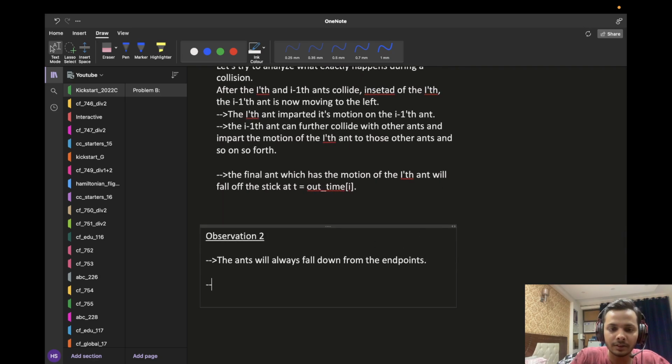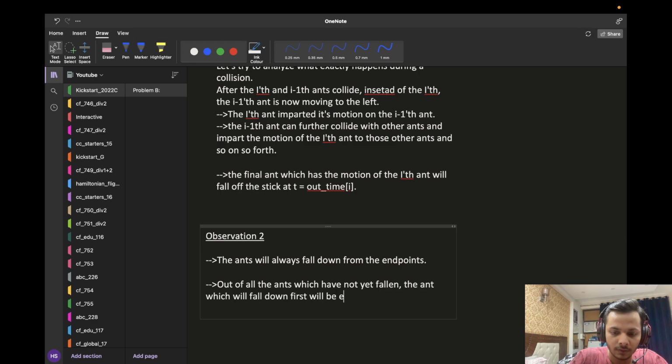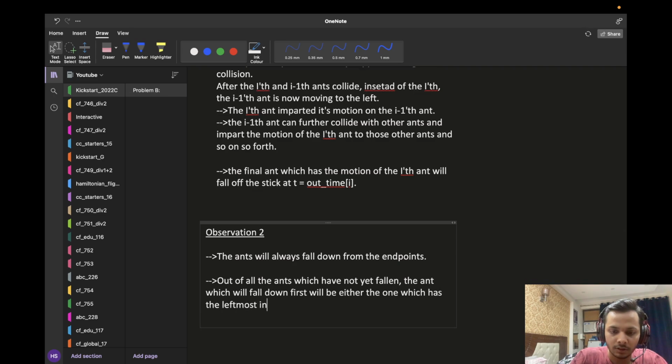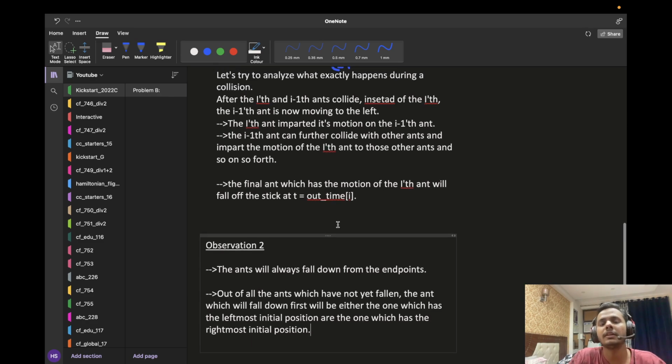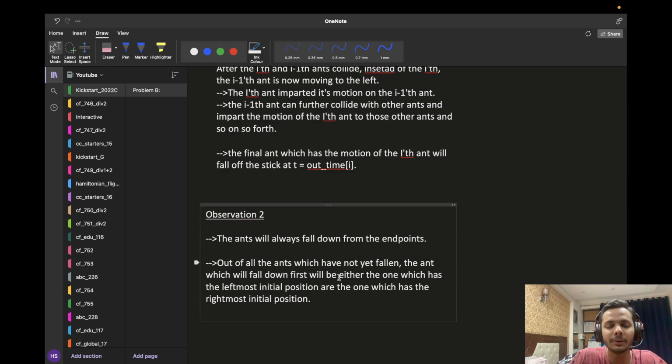So what I mean by this is that out of all the ants which have not yet fallen, the ant which will fall down first will be either the one which has the leftmost initial position or the one which has the rightmost initial position, right? So this is another important observation, and this one is kind of intuitive to think about.